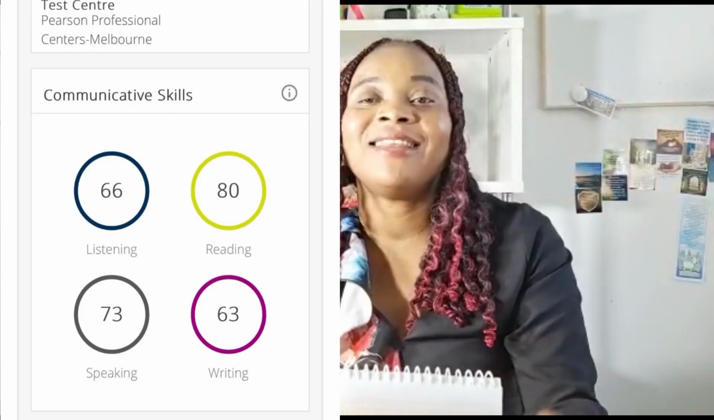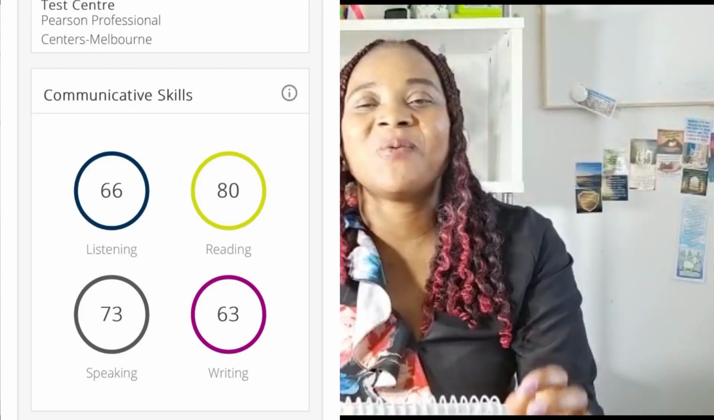Now we're going to look at one more last one. This is another latest result. This student wanted to get 90 or even 79. 79 is like band 8 and 90 is like band 9. When I mean band 8, I'm talking about the IELTS equivalent, okay, of 79. Then when I'm talking about band 9, I'm talking about IELTS equivalent of 90.